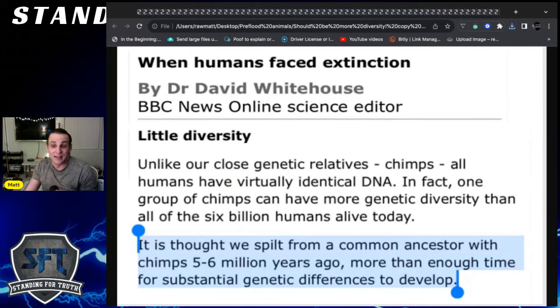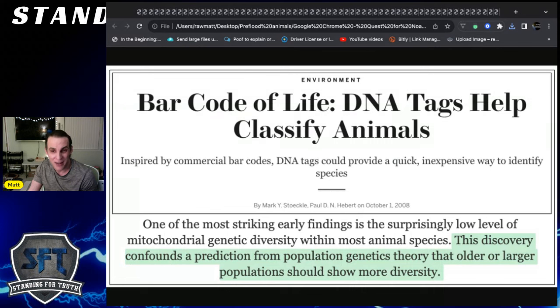So it is thought that we split from a common ancestor with chimps 5 to 6 million years ago. Now it's about 7. They keep adding time, but that's a substantial amount of time for all the genetic diversity to be there, but it's not there. So this discovery confounds the predictions from population genetics theory that older or larger populations should show more diversity.